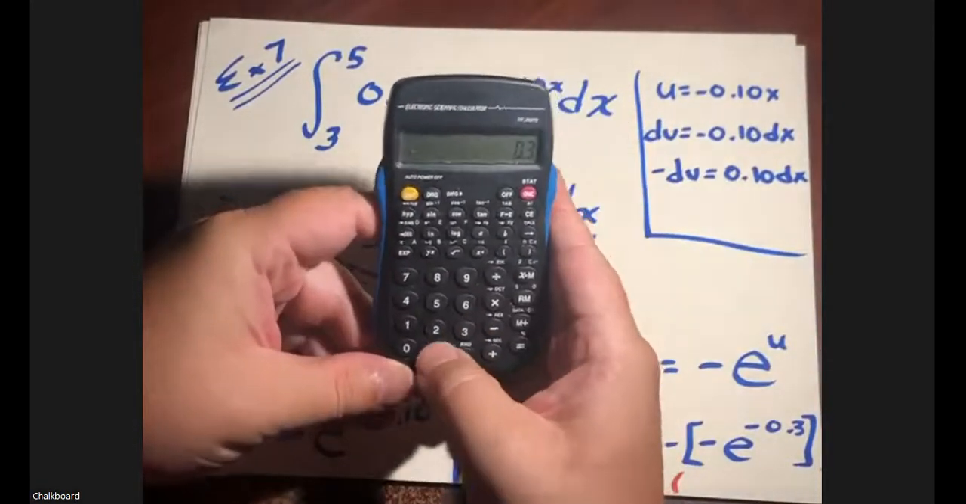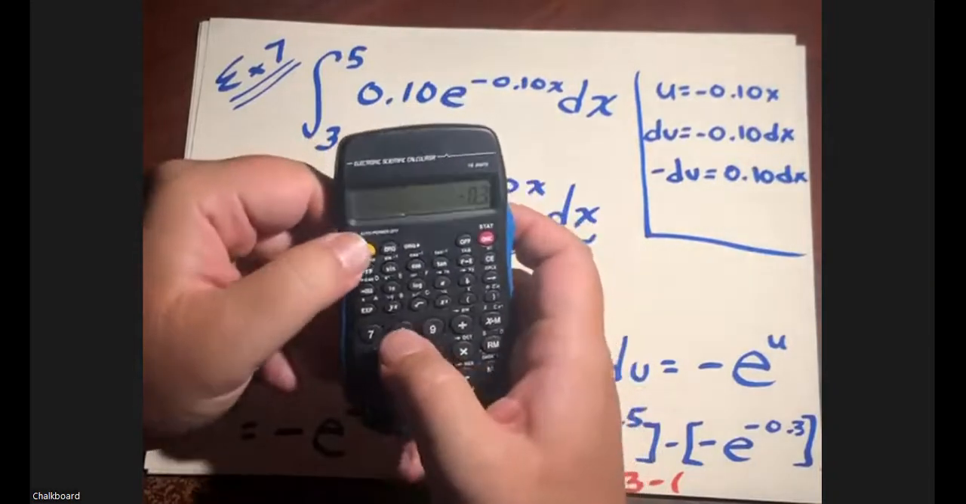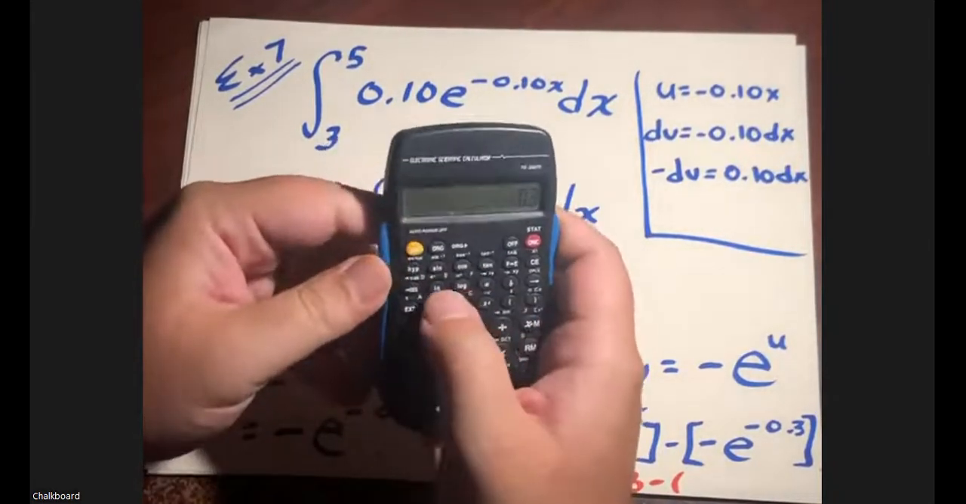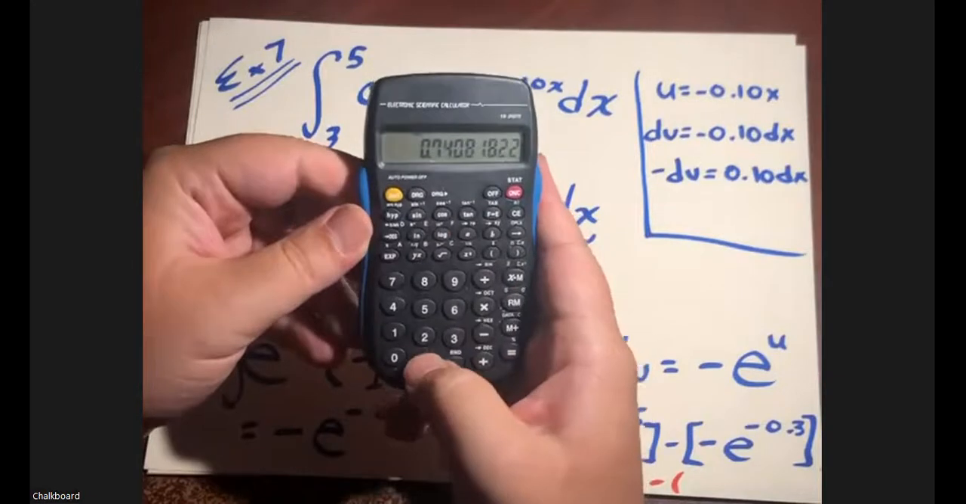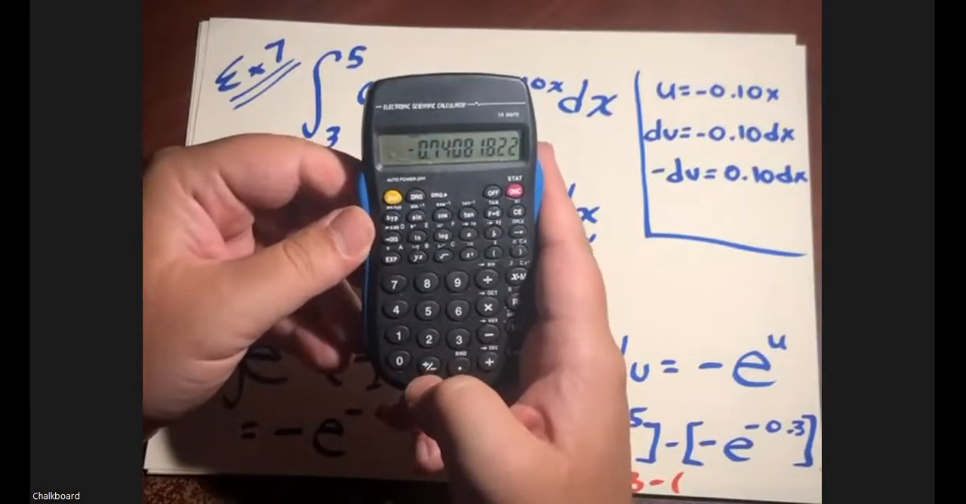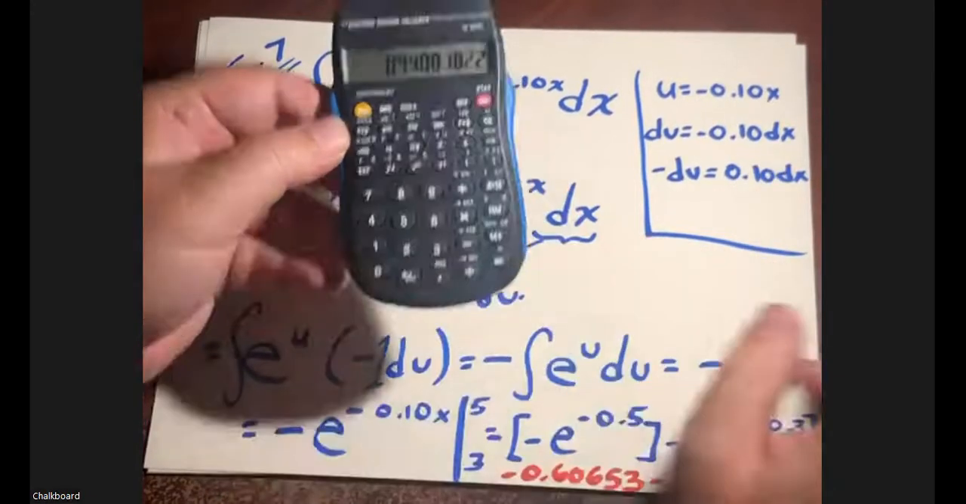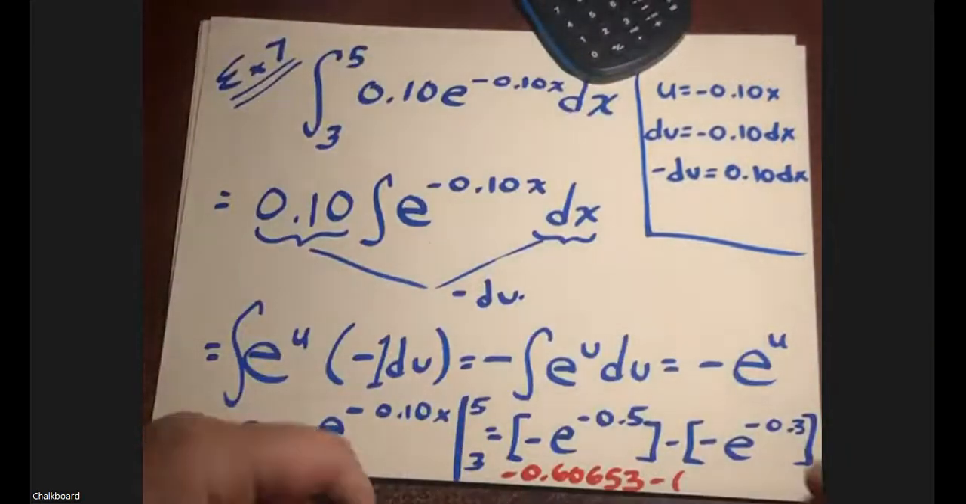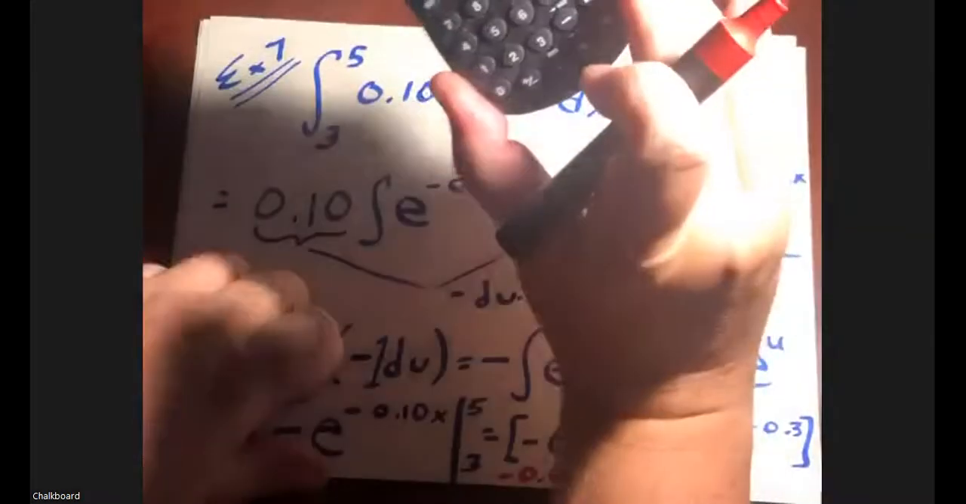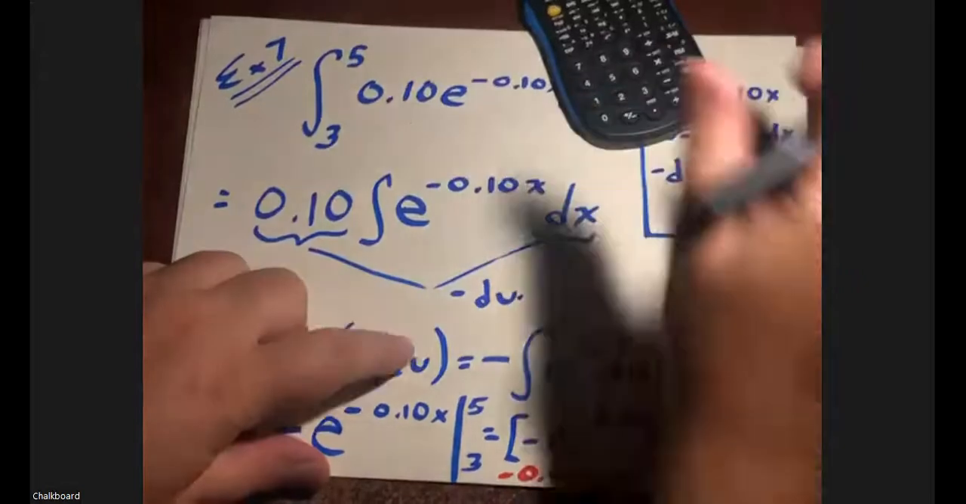0.3, make it negative. Now find e to that with second natural log. And then make that negative. And I have negative 0.74082.